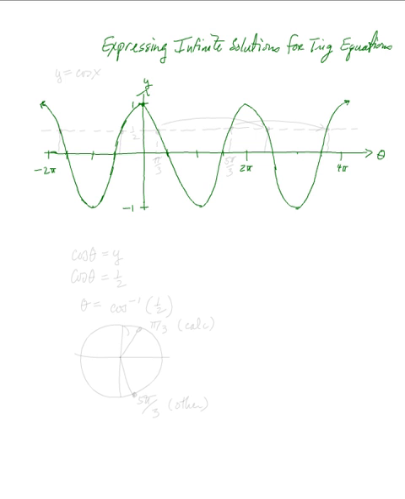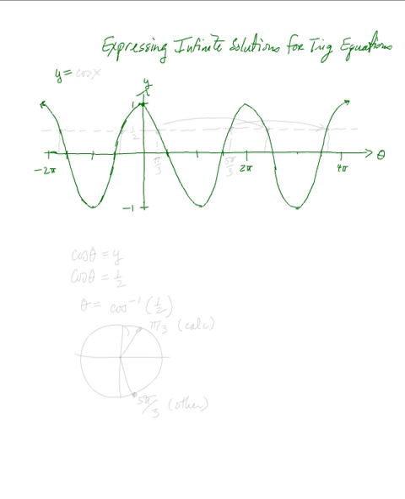Welcome to the session on expressing infinite solutions for trig equations. So that's when you solve trig equations, you're going to get infinite solutions. How do you write that down? Essentially what happens is trig functions are periodic, so there are going to be infinite solutions pretty much almost all the time, unless you have some kind of restriction that you're given beforehand.